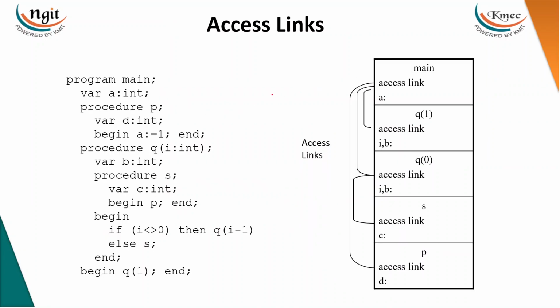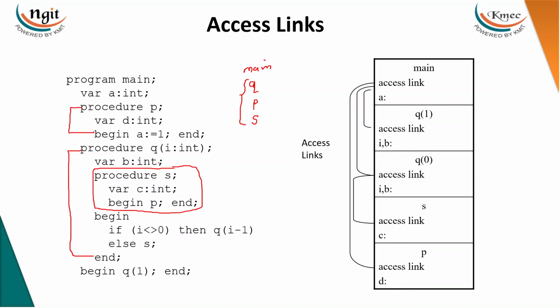Assume that we have 4 procedures: main, Q, P and S. In main we have 3 procedures, but directly only 2. In main we declare P and we declare Q. In Q we have a nested procedure called S. Actually the program starts from main here, so the main activation record will be created. Then main is calling what?